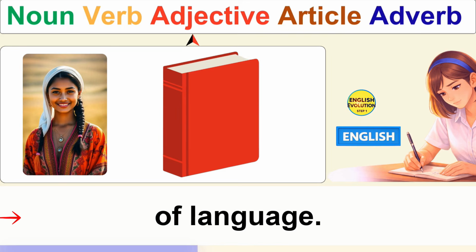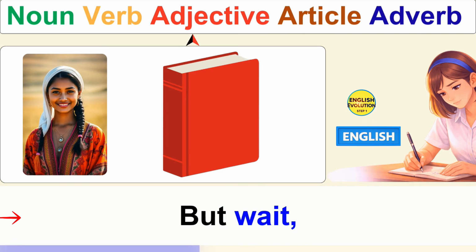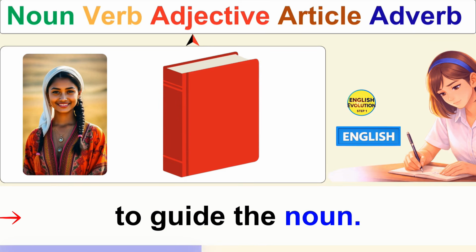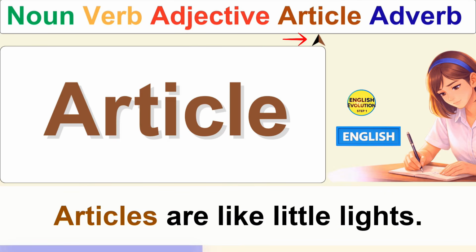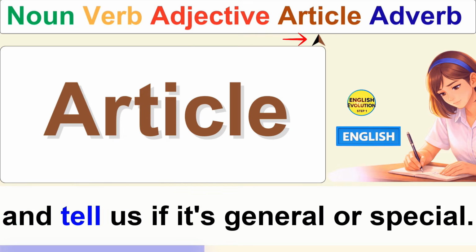Adjectives are the colors of language. They make your hero shine. But wait, we need a small helper to guide the noun. Articles are like little lights. They shine on the noun and tell us if it's general or special.